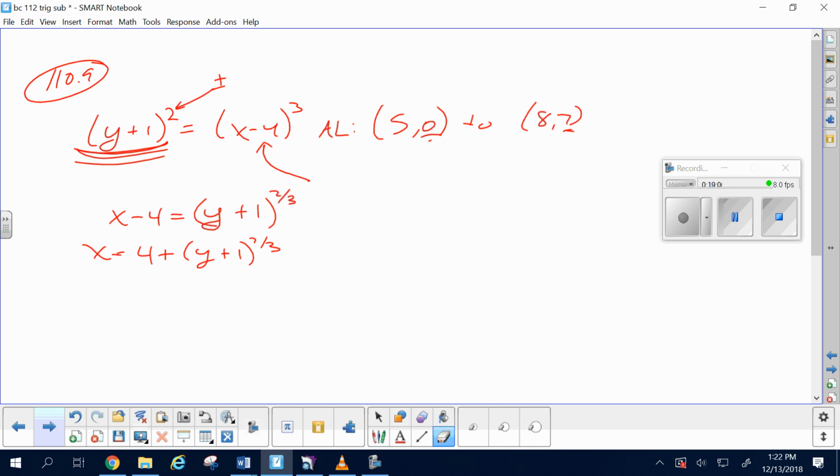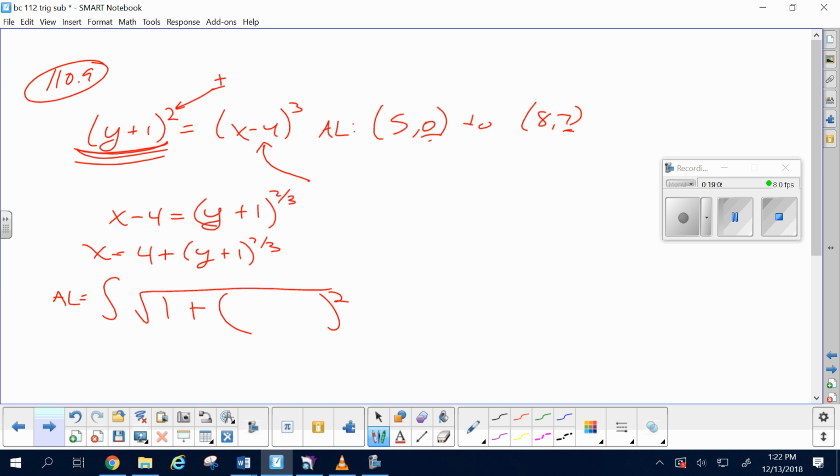Now in terms of arc length, our equation is in terms of y, so our arc length is going to be 1 plus the derivative of a y function with respect to y. And so the limits in y have to be what to what? 0 to 7. Okay? And so the derivative, dx dy, is 2/3 y plus 1 to the negative 1/3.